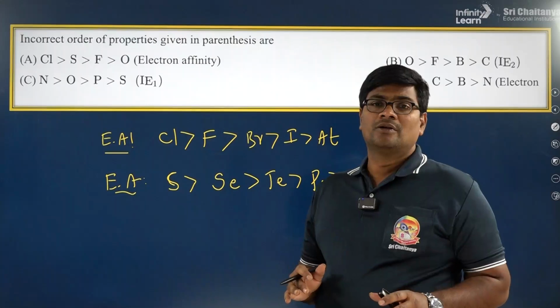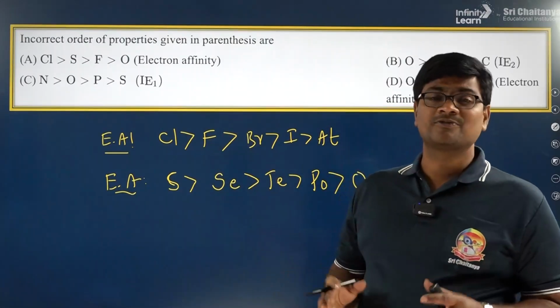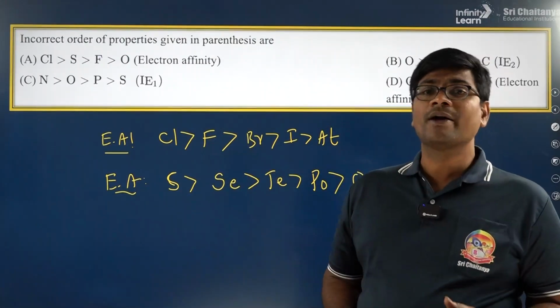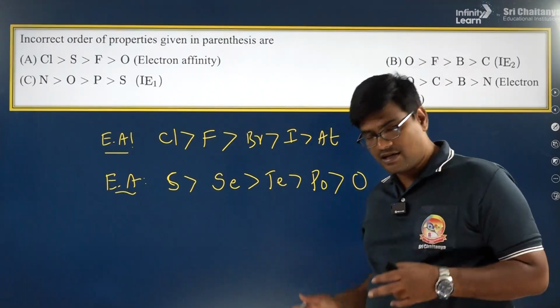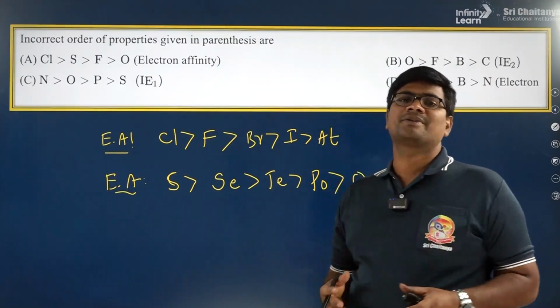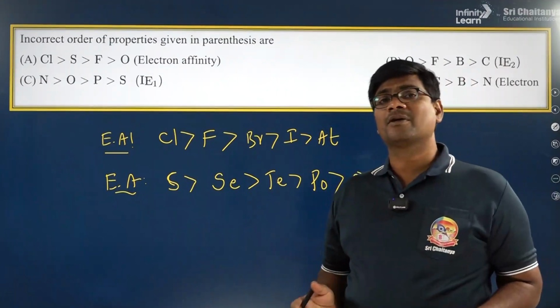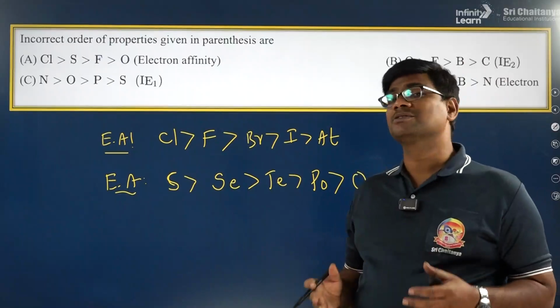Why so? Why fluorine second rank? I have explained. Due to small size, interelectronic repulsions are more. Why can't oxygen get the second rank? Oxygen also, the same reason. Due to interelectronic repulsions, its electron affinity is less, but it is least in the particular group, the corresponding group.